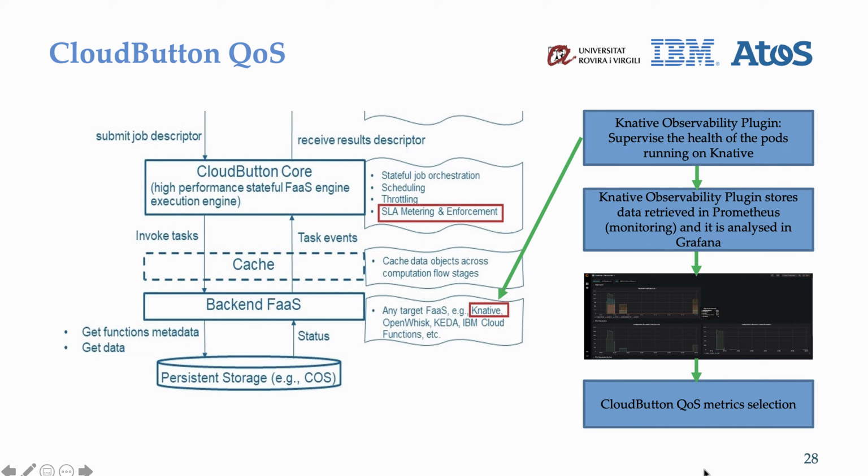The extension here is for the Knative backend, and there is a plugin that just observes the health of the pods inside Knative. Then it generates data, and it can be analyzed in Grafana. And then you have this Cloud Button quality of service metric selection, which is very important. And you can see more in their video on this work.